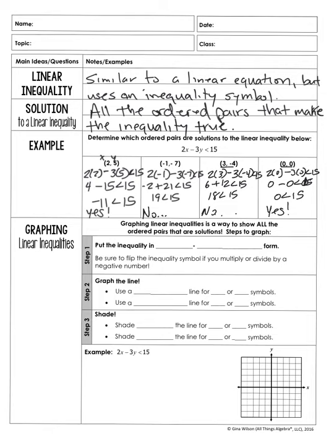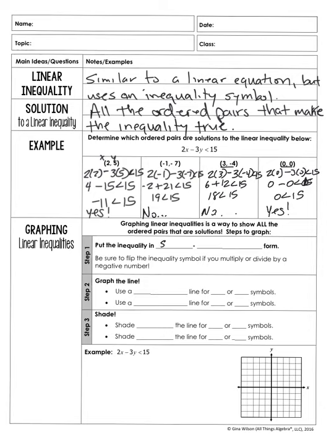All right, so we understand now what a solution is to a linear inequality and how we determine if something is a solution by plugging it in and evaluating the inequality. If it leaves a true statement, it's a solution. If it leaves a false statement, it's not. Now, graphing linear inequalities is a way to show all the ordered pairs that are solutions. And so here are the steps to graph.